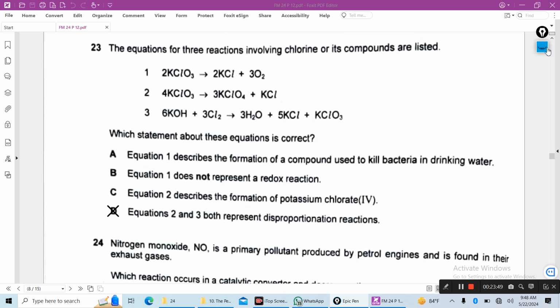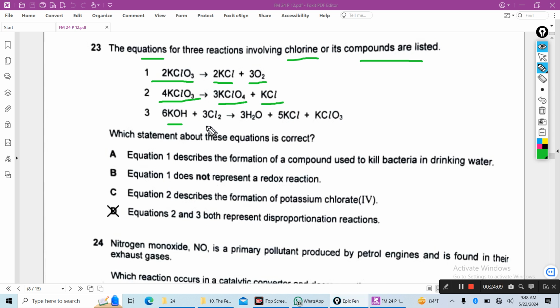Now 23. The equations for three reactions involving chlorine or its compounds are listed. Potassium chlorate breaks down to potassium chloride plus oxygen; potassium chlorate breaks down to potassium perchlorate plus potassium chloride; potassium hydroxide plus chlorine gives water, potassium chloride plus potassium chlorate. Now you are asked which statement about these equations is correct. D is the right answer.